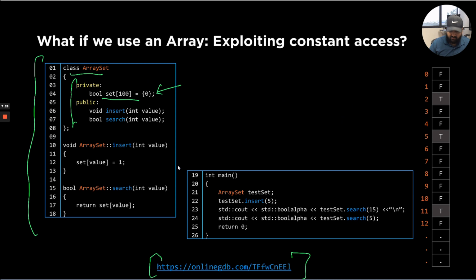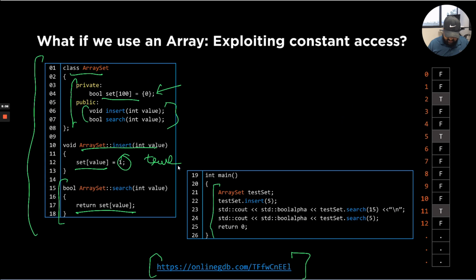I have set this to false initially, and I have just two methods here. It could have multiple methods like remove, erase, it could have an iterator to iterate over the set and so on. So essentially I have two methods here, insert and search, and whenever I'm trying to insert a value, I just do set of value equal to 1, which represents true in C++. So I just change the flag from false to true. And for search, I just return the value of set of value. So it's really simple.